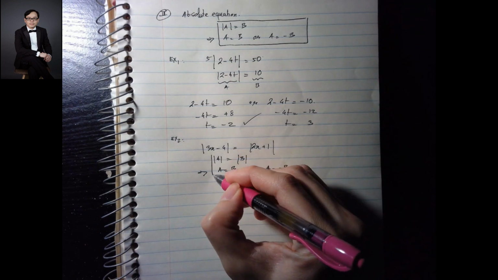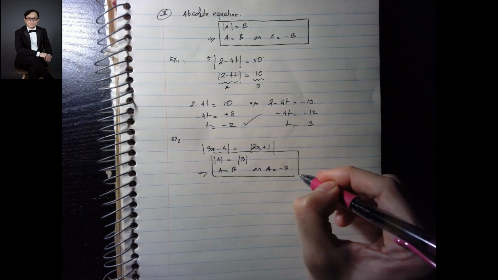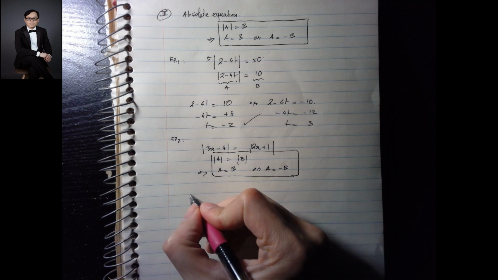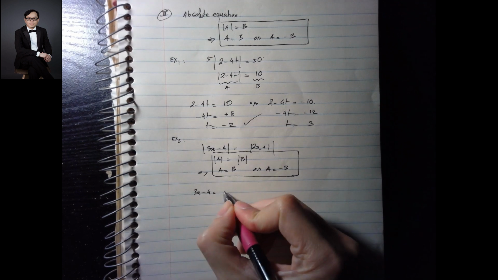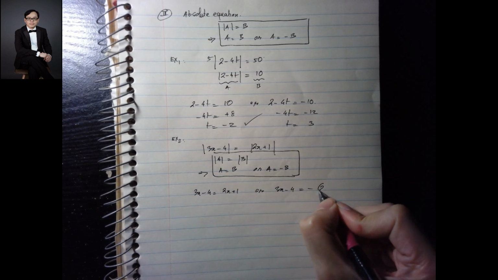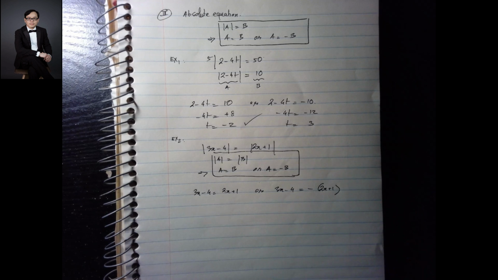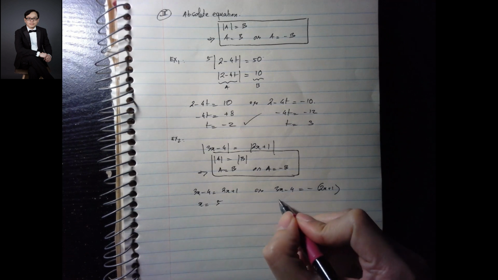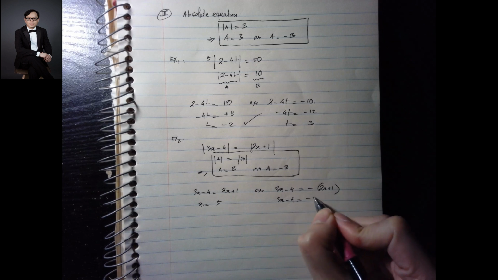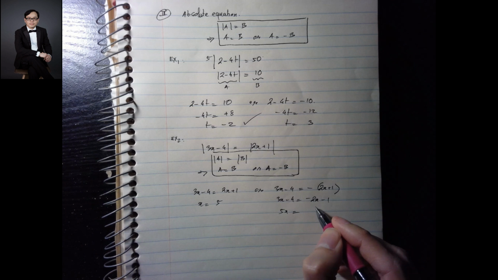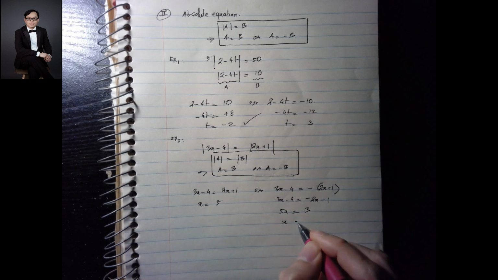So if I just go ahead and apply the formula, I have 3x minus 4 equal to 2x plus 1, or 3x minus 4 equal to negative 2x plus 1. And again, we're going to solve for that. So your answer should be x equal 5. I'm going to distribute this. So 5x equal to -1 plus 4, which is 3. So x equal 3 over 5.